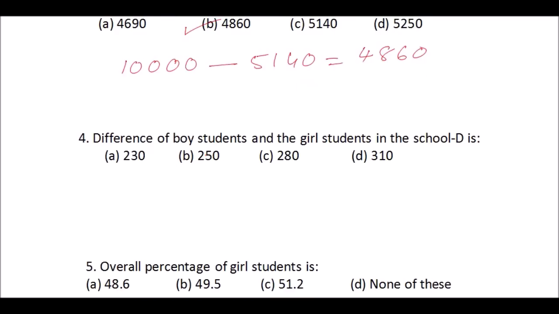Next is the difference of boy students and girl students in school D. Therefore, in school D, the girl students are 1,540 minus the boy students 1,260, and you will get 280. Therefore, option C is the correct option.